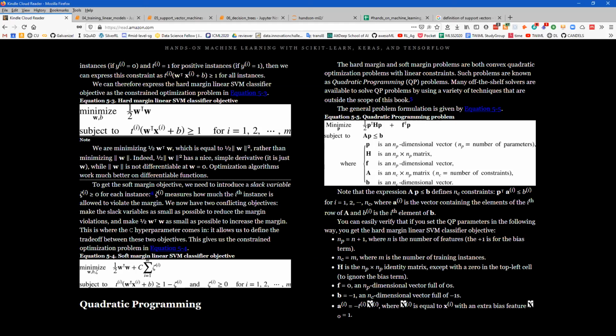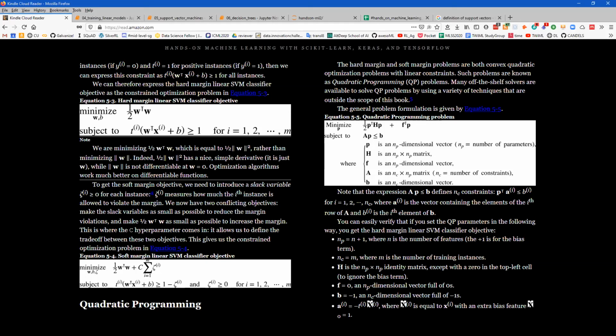Oh, you're saying the slack variable also kind of conflicts. Well, I guess that's what he said. It's a little conflicting here. Yeah, I mean, C has to do with the penalty for having margin violations. So it seems like if you increase C, then you're increasing regularization, but that's wrong. So I don't understand it. I think he said this is where the C hyperparameter comes in. It allows us to define the trade-off between these two objectives.